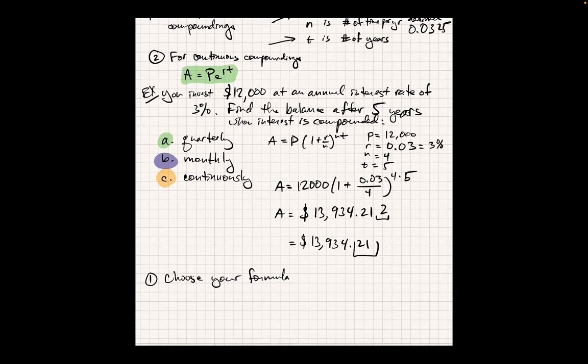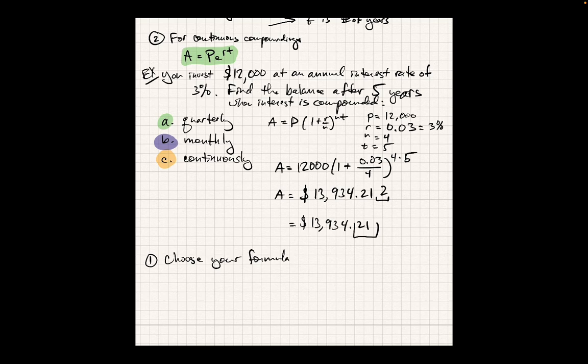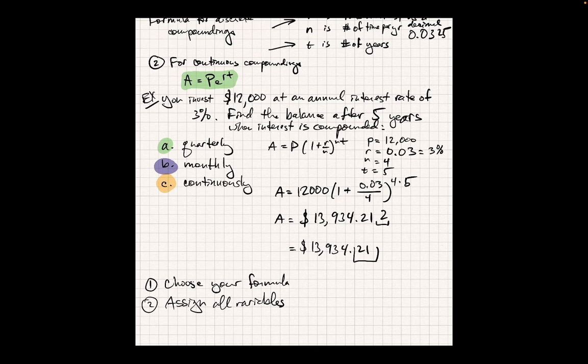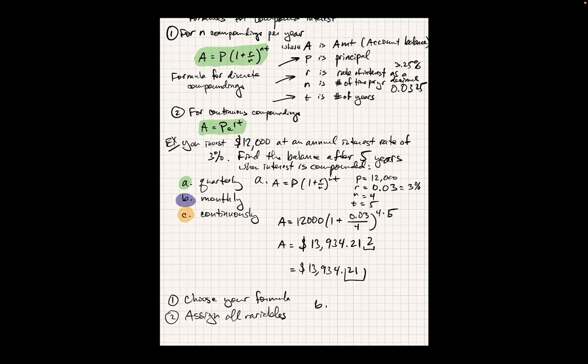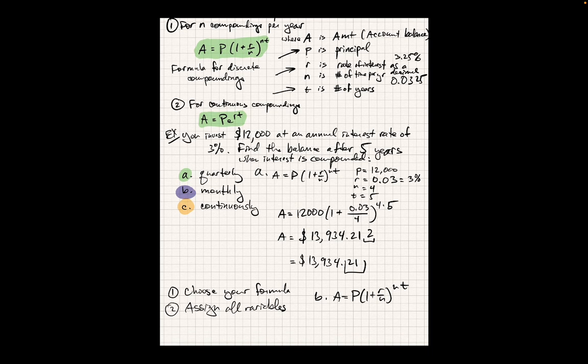So step 1 is really choose your formula. For B, you would choose the first formula, for compoundings per year, which is A equals P multiplied by 1 plus R over N. And I'm going to write my formula. You always write your formula. Okay, so now step 2 is we're going to assign all variables.